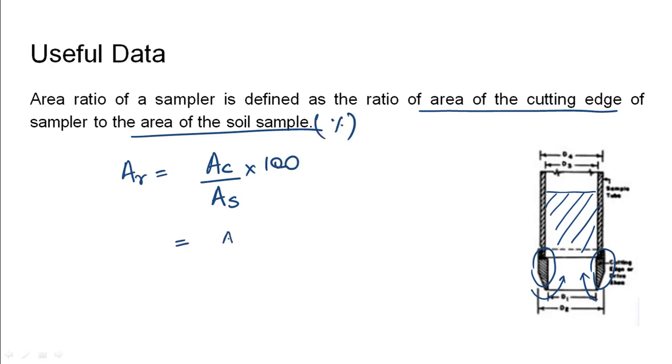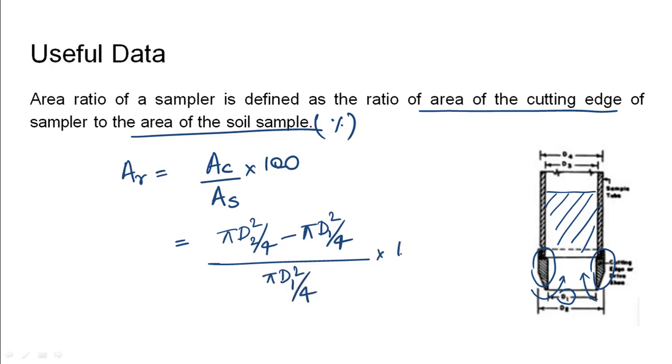So area of the cutting edge would be equal to pi times d2 square by 4 minus pi times d1 square by 4 divided by the area of the sample. So the sample would be stored in the d1 dimension. So that would become pi times d1 square by 4 into 100. So by taking out pi by 4 common, this would become d2 square minus d1 square divided by d1 square into 100, which will be our area ratio. Here d1 is the inner diameter and d2 is the outer diameter.